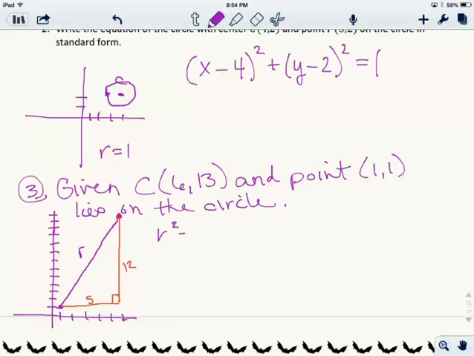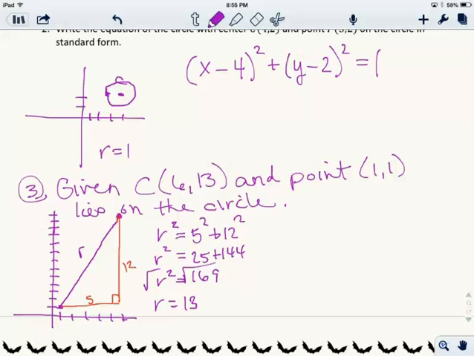So we have radius squared equals a squared plus b squared. In this case it is 5 and 12. 5 squared is 25 plus 144. When we add those, we get 169. To get r by itself, we need to take the square root. So we get r equals 13.